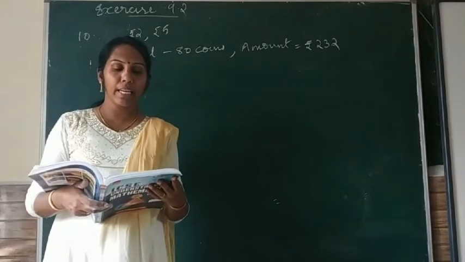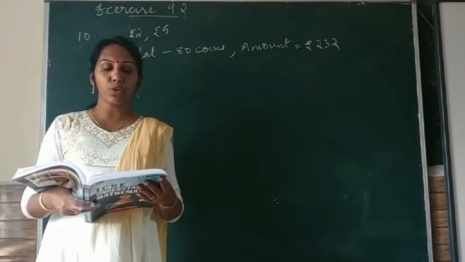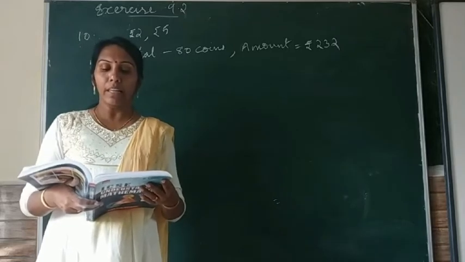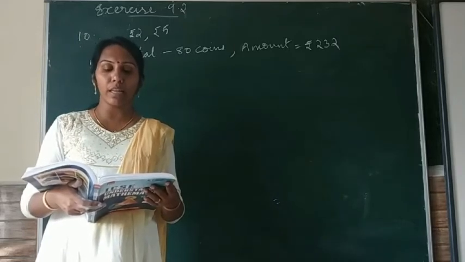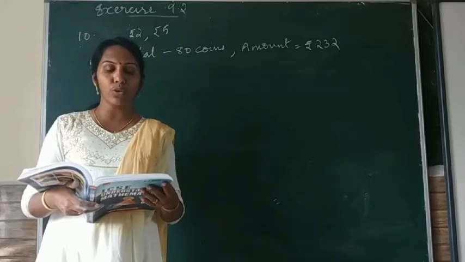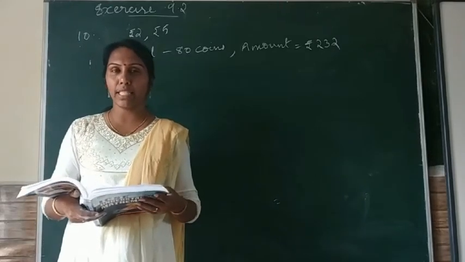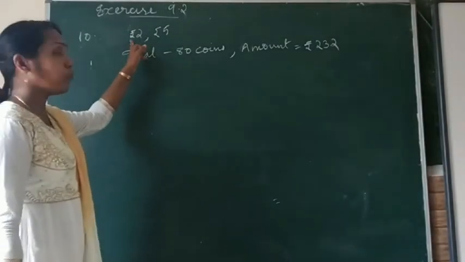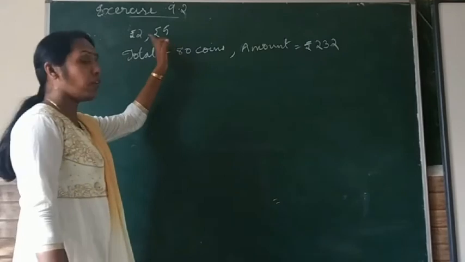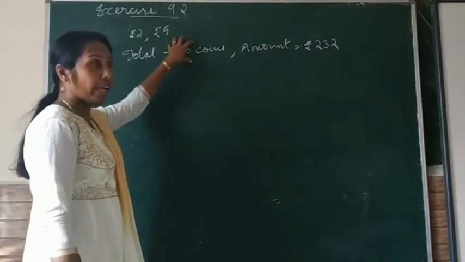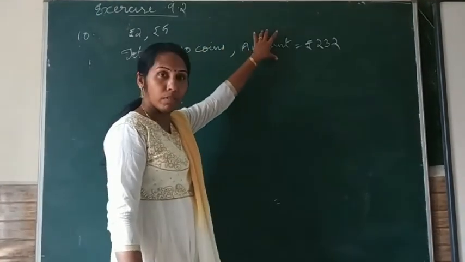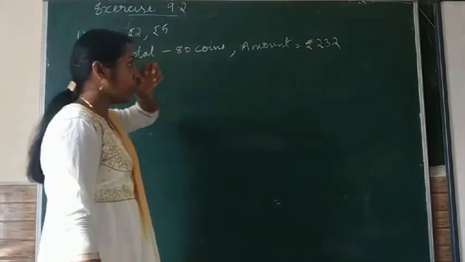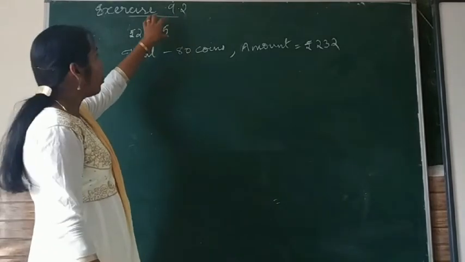Now question number 10. Hina has only rupees 2 and rupees 5 coins in her purse. If in all she has 80 coins in her purse amounting to rupees 232, find the number of rupees 5 coins. So here in her purse there are two types of coins, rupees 2 coins and rupees 5 coins. Total there are 80 coins and the total amount of all these coins is rupees 232. So we have to find out the number of rupees 5 coins.